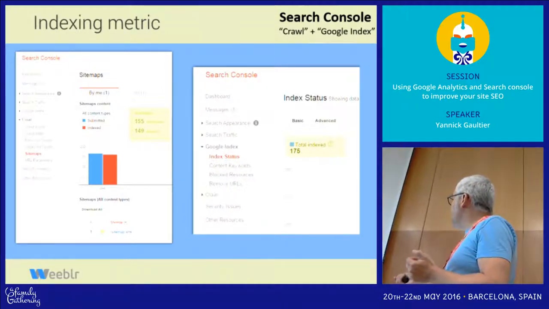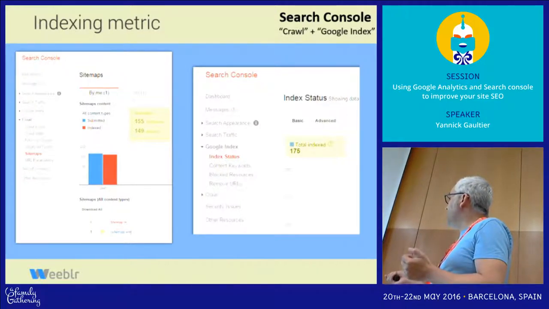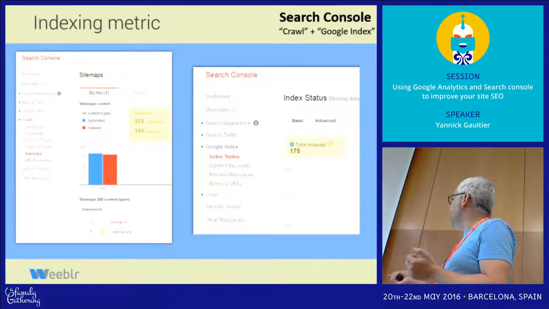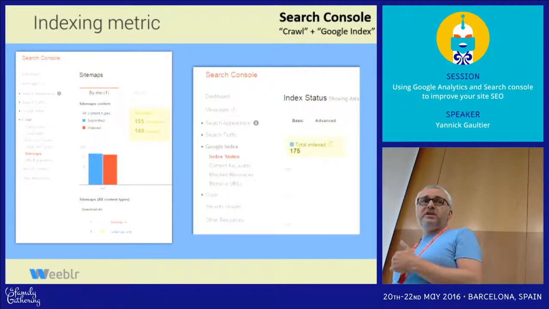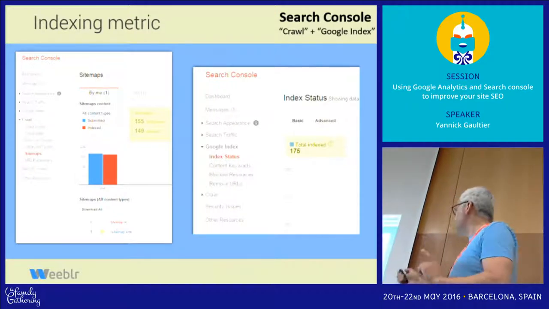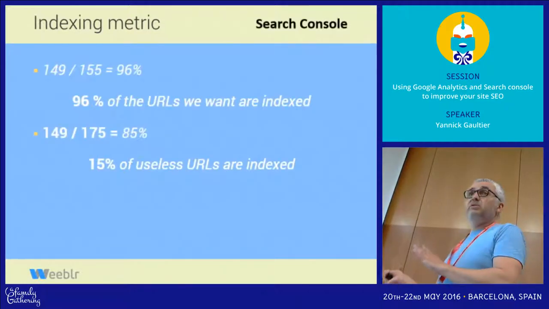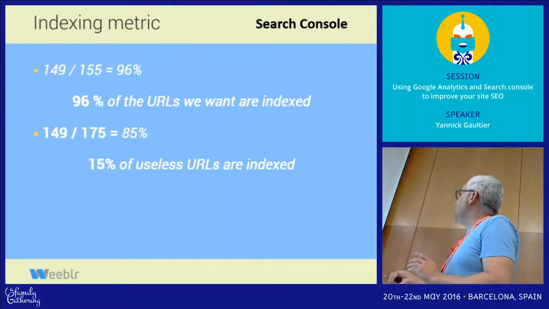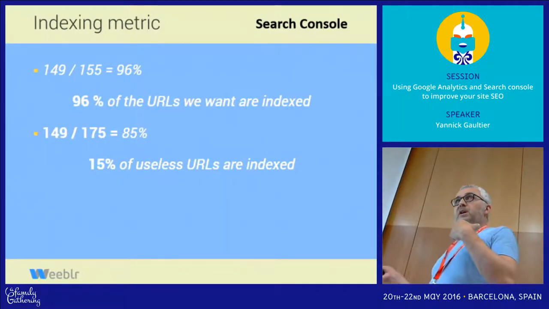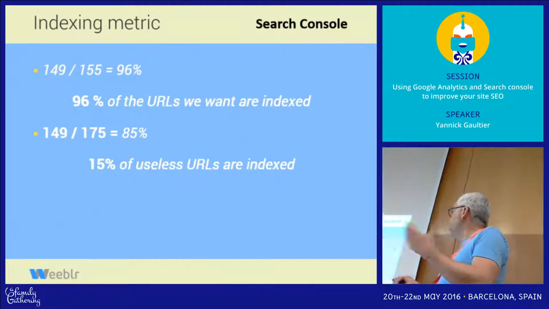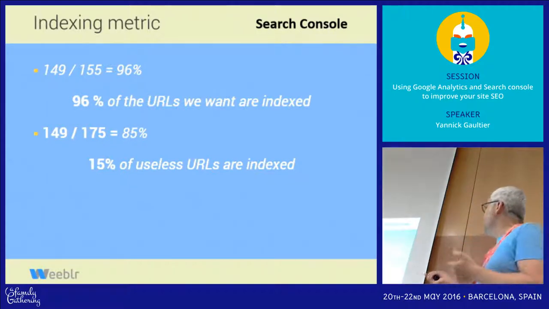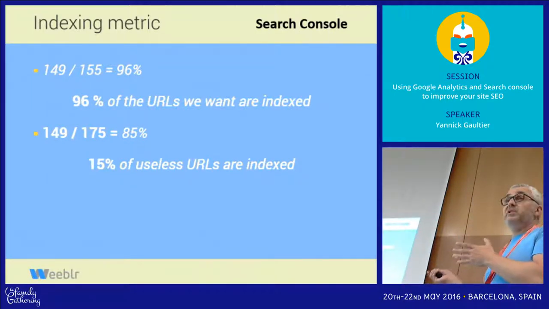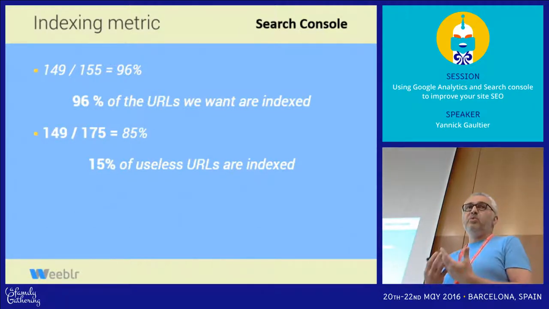Now, if you also go to the Index Status in the same main menu, Google Index, you'll see that in total, our site at the time had 175 pages indexed. So from these three numbers, here is what we suggest computing. The first is the number of URLs you submitted in the sitemaps, the good ones, over the total number of indexed pages. In our case, it's 96%. And that means that 96% of the URLs we really feel are important are indexed.